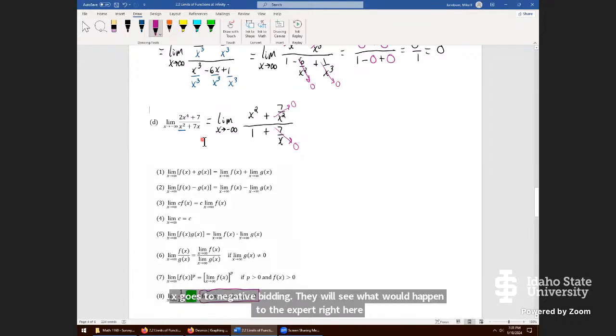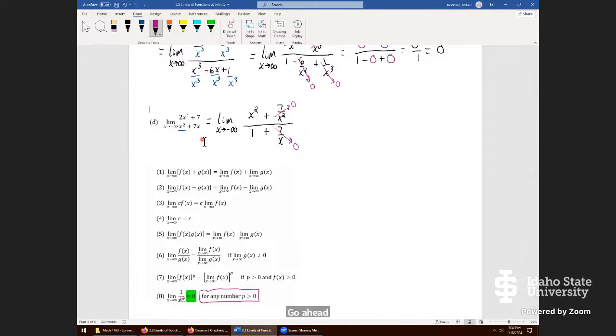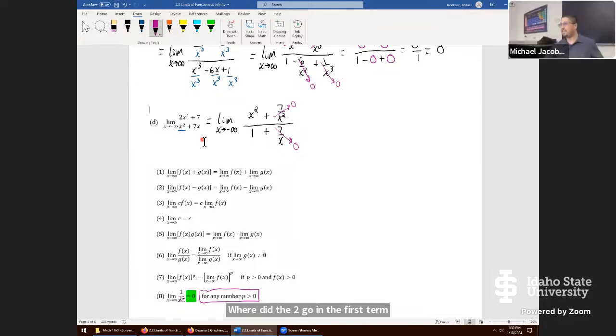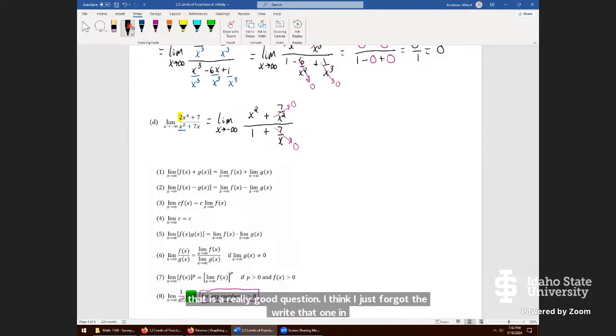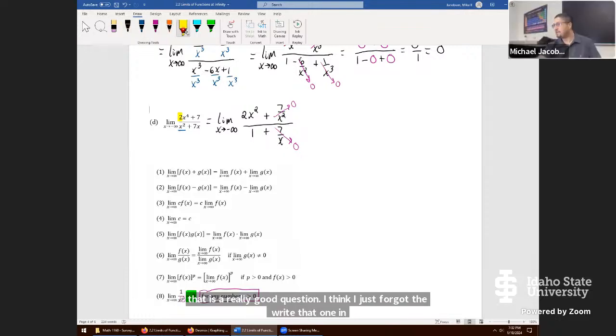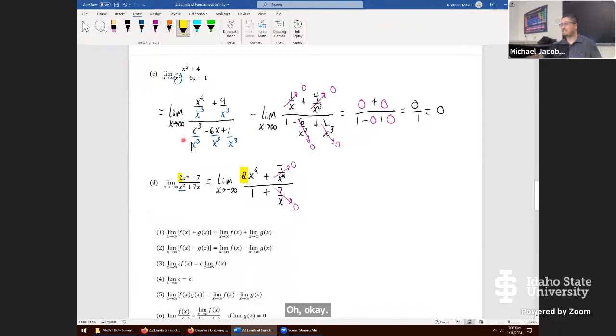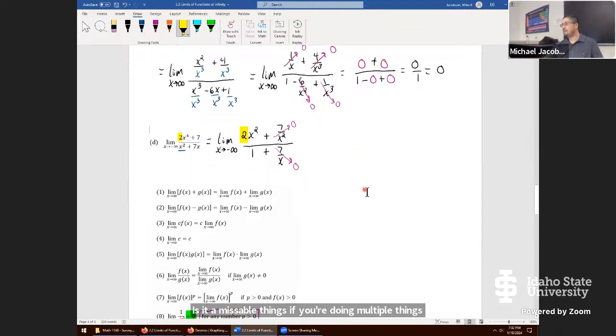I have a question. Yeah, go ahead. Where did the 2 go in the first term? Oh, that is a really good question. I think I just forgot to write that one in. Thanks for spotting. Yeah, there should be a 2 right here. You know, that's the value of taking this step, writing it all in. Easy to miss little things if you're doing multiple things at once. Thanks again for spotting that, Iridia. Other questions so far? Okay, so watch out for that too.